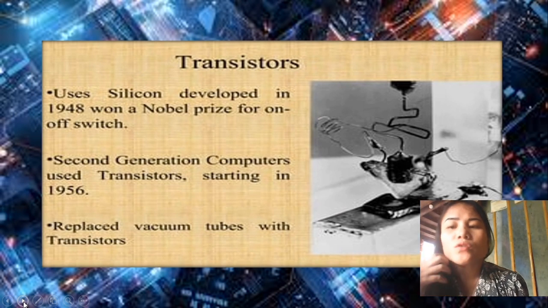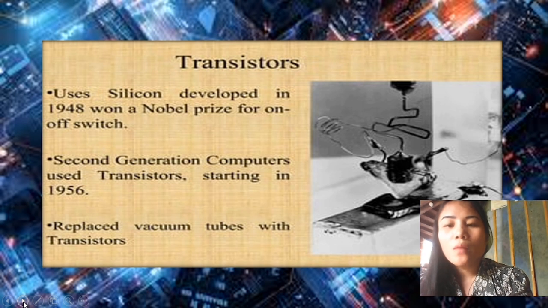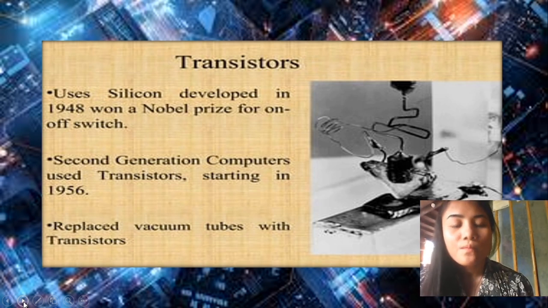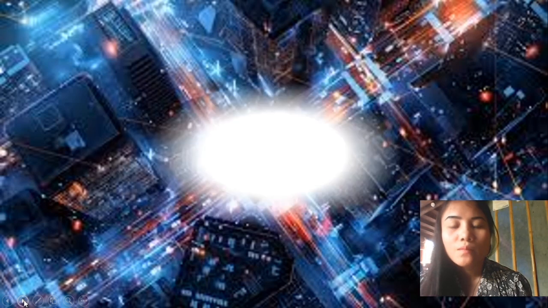Transistors. Transistors first used silicon, developed in 1948, and won a Nobel Prize, for an on-off switch. Second generation computers use transistors starting in 1956, replacing vacuum tubes with transistors. And this is the example of transistors, this image. Okay, we'll proceed to the next part.